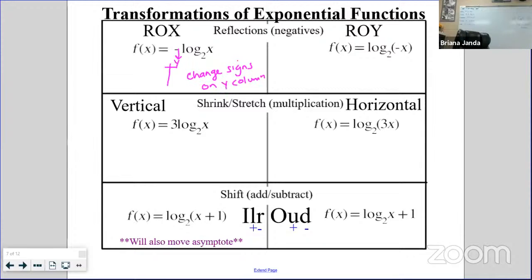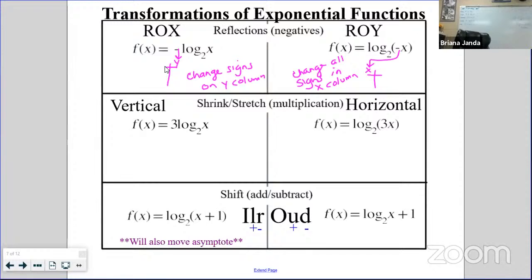I've taken care of that negative outside by just going down the y column and changing all the signs. Okay. Similarly, if that negative shows up on the inside, it is an ROY, and an ROY goes down our x column. To address that, since we are going to graph from a table, we're just going to change all signs in the x column.